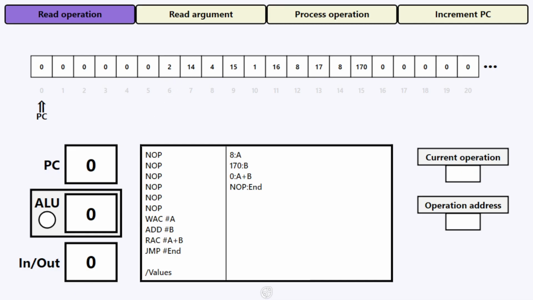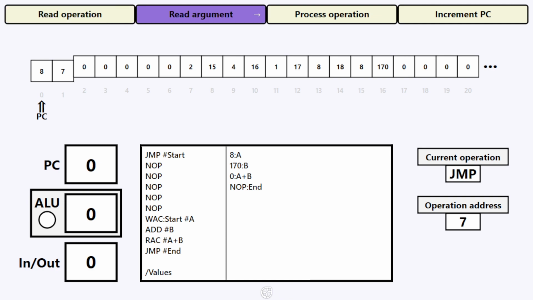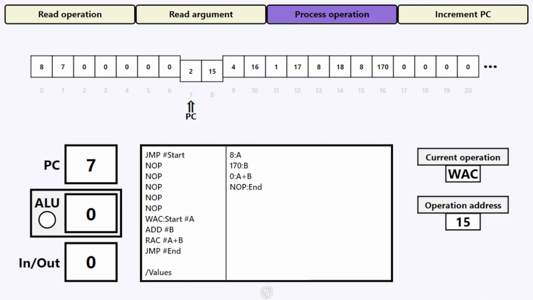Actually, let's make a jump instruction here that brings us to the start of the program. We can do like that. Load the program. And then we jump from the start to our program somewhere in here in memory. And it all just works.